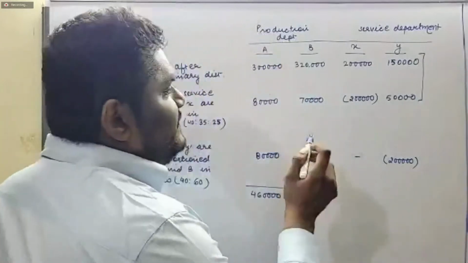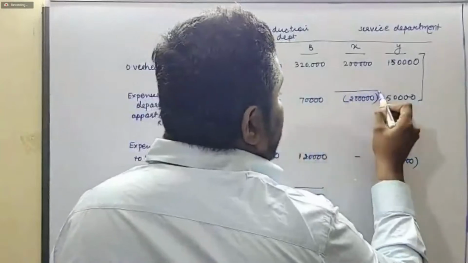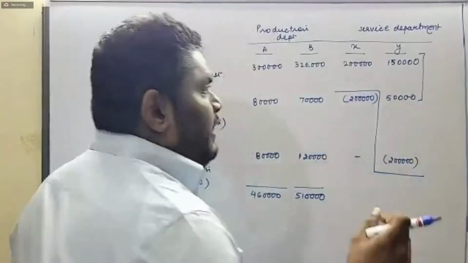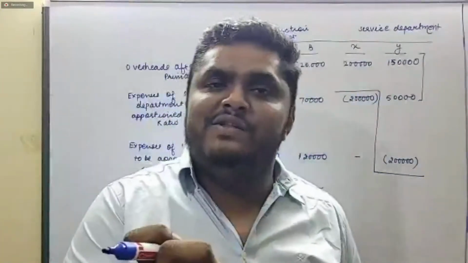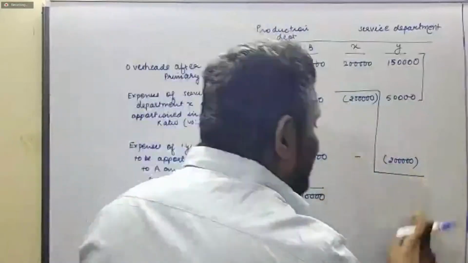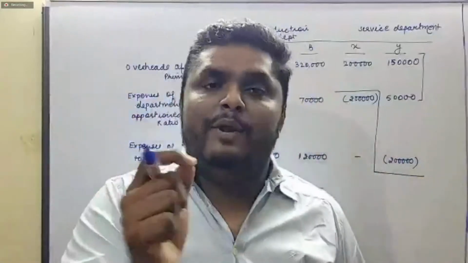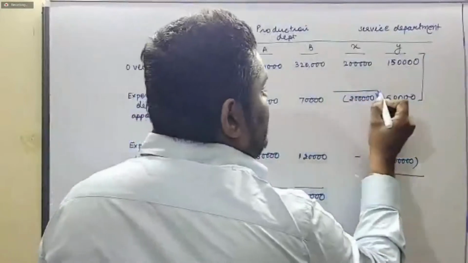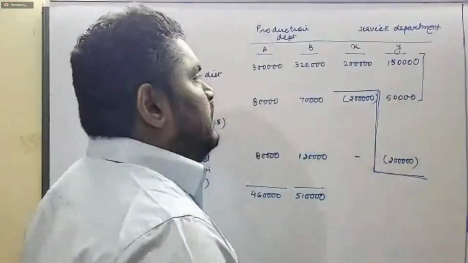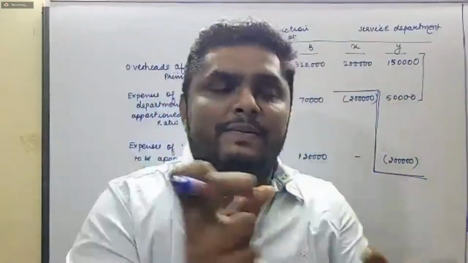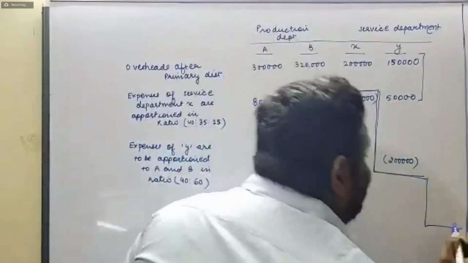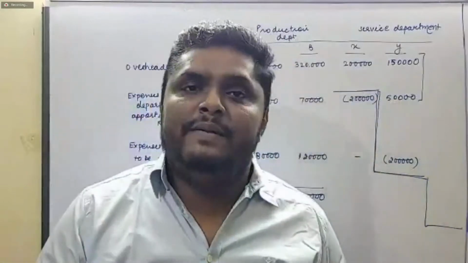The name itself says step ladder method. That is first, second. If there is a third service department also, the ladder will go below that. So my point is step ladder method. If there was one more service department, the ladder will be like that. So this is the step ladder method.